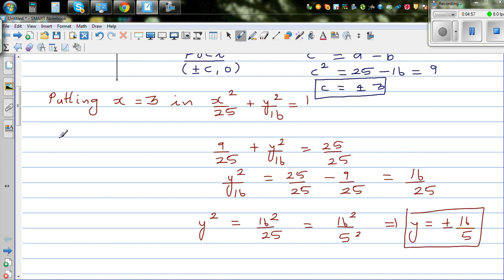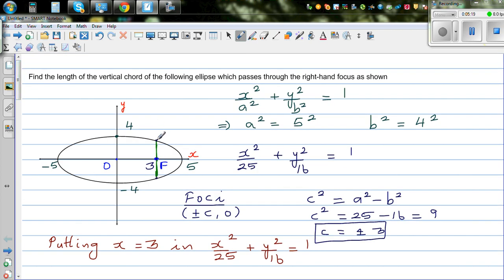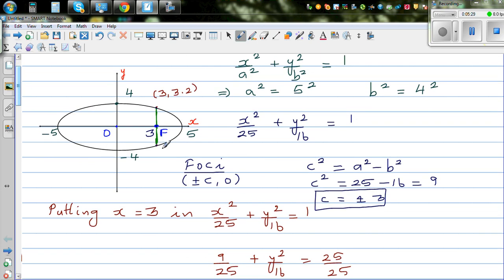So 16 over 5 is how much? It is the same as plus or minus 32 over 10, which implies y is equal to plus or minus 3.2. So what does that mean? Graphically, when x is 3, this point is 3 comma 3.2, and this point is 3 comma negative 3.2. So this height is 3.2, and this height is also 3.2.